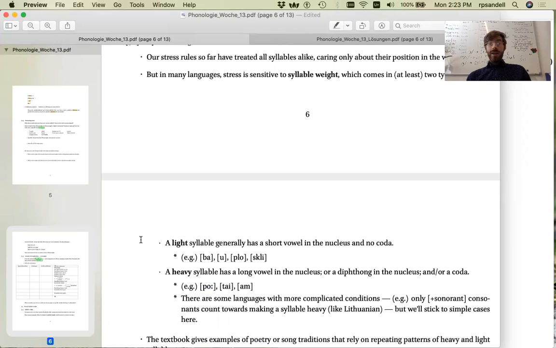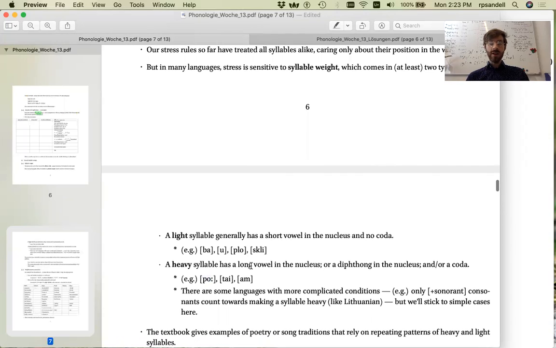It's worth noting at this point that some languages do have more complicated conditions. So there are, for instance, in Lithuanian, only sonorant consonants like nasals and approximants which can count for making the syllable heavy, but in the examples we will look at, languages treat all consonants as possibly contributing to syllable weight, as possibly causing a syllable to become heavy if they are in the coda of the syllable.